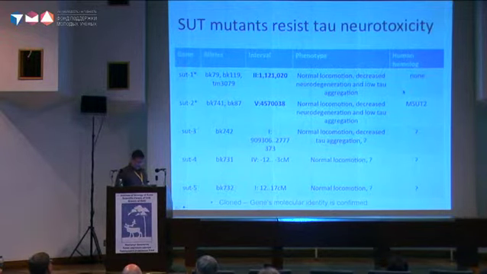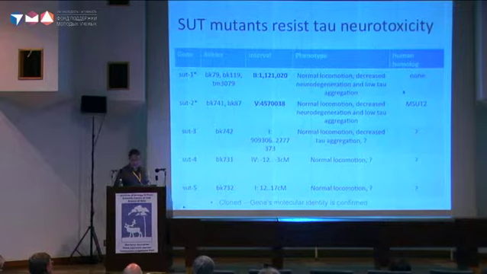So this screen has yielded a number of potentially interesting candidates. I don't like to declare victory until we've got at least 2 independent alleles, so we're still hammering away trying to find more alleles of SUT3, 4, and 5. But SUT1 and 2, we've identified several alleles that suppress tauopathy. And I'm not going to really talk about SUT1.